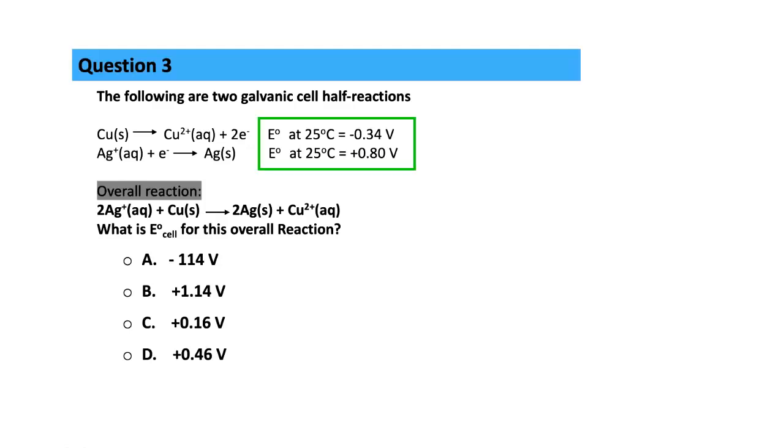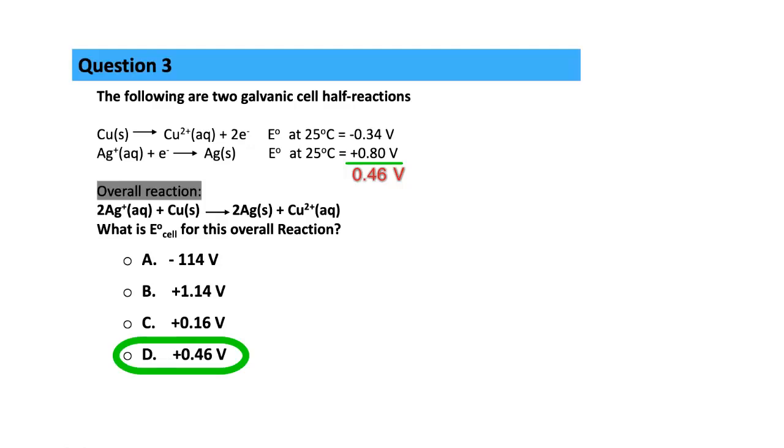Therefore, we don't change any sign of the half reaction voltages. We simply add the voltage values of the two half reactions. Negative 0.34 volts plus 0.80 volts is equal to 0.46 volts. And the answer is D.